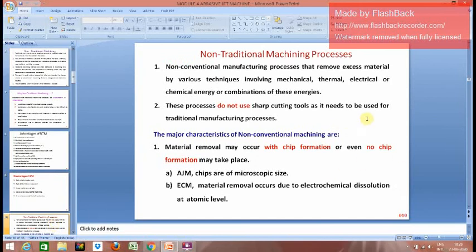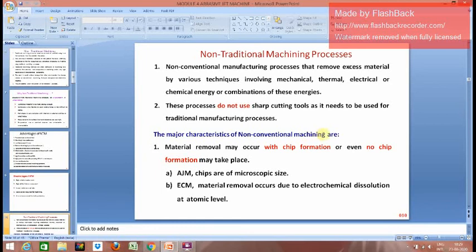What is NTM, the non-traditional machining process? It is also called a non-conventional manufacturing process that removes excess material by various techniques involving mechanical, thermal, electrical or chemical energy, or a combination of all these energies. This process does not use any sharp cutting tools, as the traditional machining process does. Like in the lathe machine tool, we do the machining operation with a single cutting tool. Even in drilling, you can observe there are multi-point cutting tools in the drill bit. So in the case of the NTM process, we never use any sharp cutting tool.